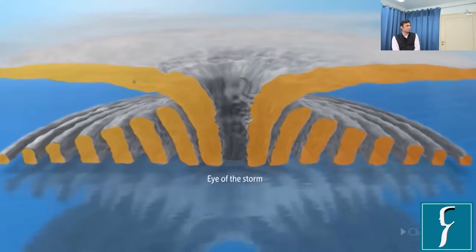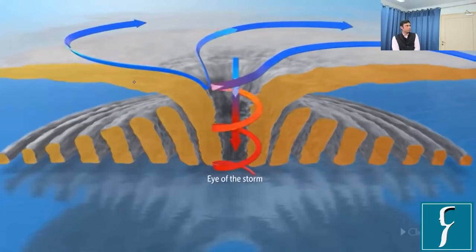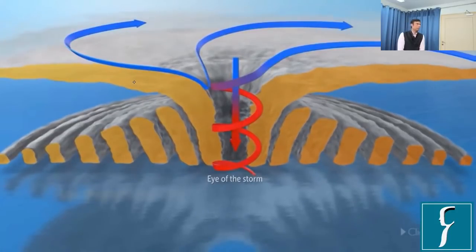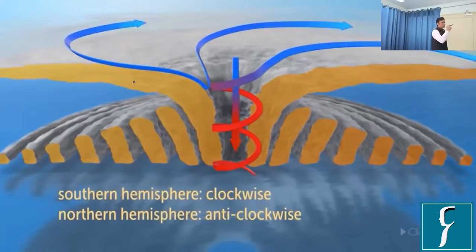The eye wall, where the wind is strongest, behaves like a whirling cylinder. Cyclones rotate clockwise in the southern hemisphere, anti-clockwise in the northern.